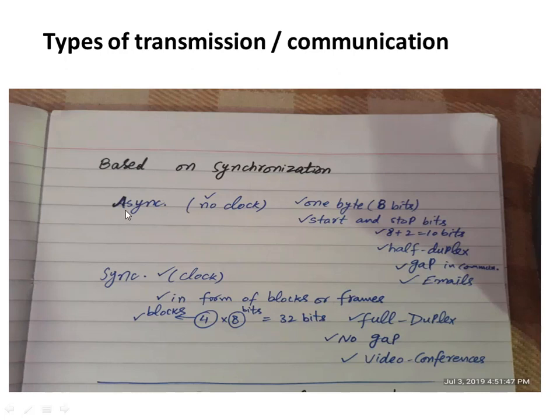Asynchronous transmission is half duplex, and synchronous transmission is full duplex. As we have start and stop bits in asynchronous transmission, there will be gaps in communication, and there is no gap in synchronous transmission because the whole bits will be transferred at the same time without any delay. An example of asynchronous transmission is email, and synchronous transmission is video conferencing.